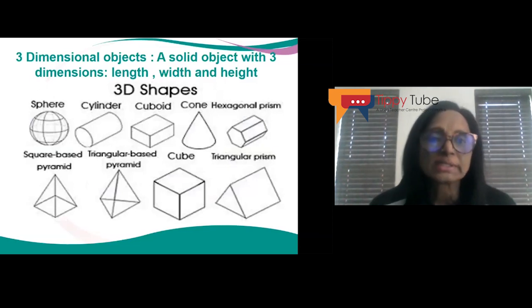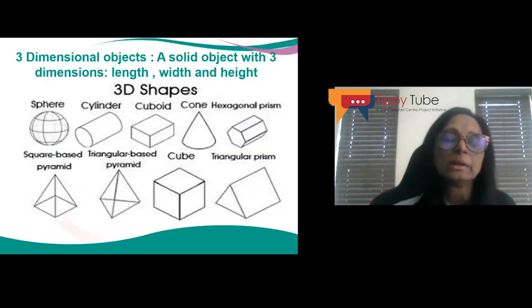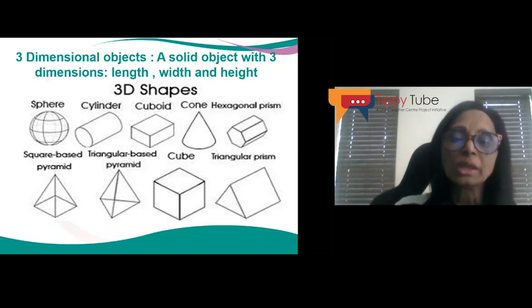In contrast, three-dimensional objects are solid objects with 3 dimensions, length, width, and height. And there are examples like sphere, cylinder, cuboid, cone, hexagonal, square base pyramid, triangular base pyramid, cube, triangular prism.